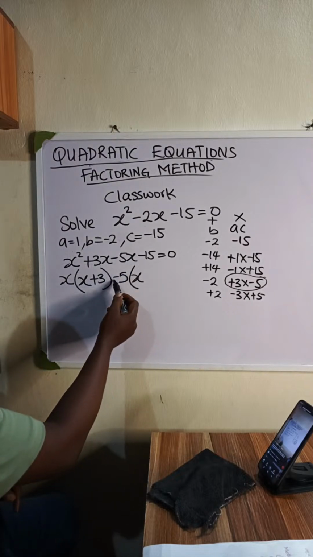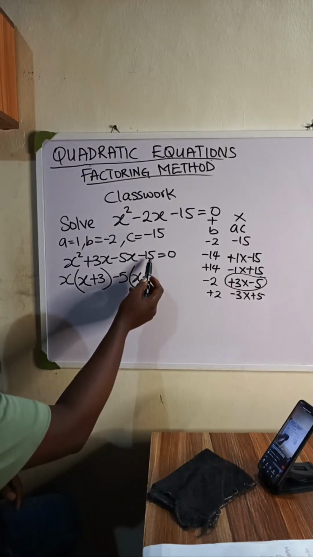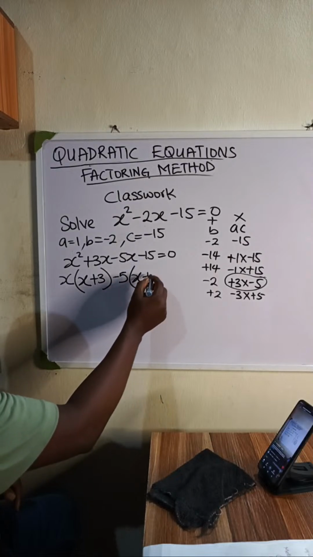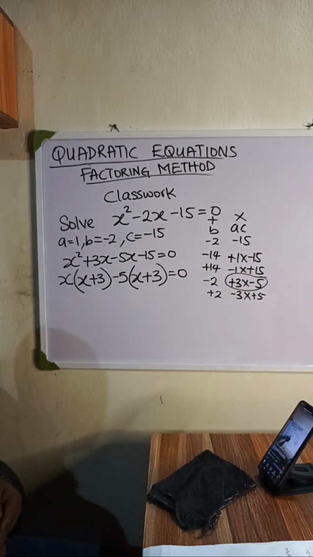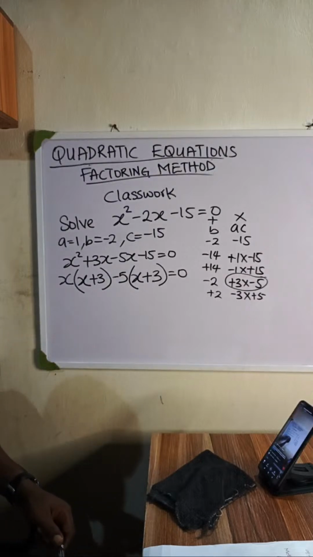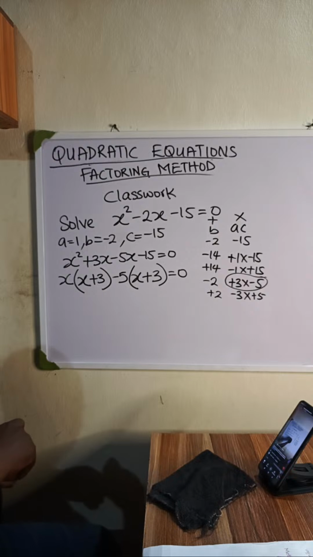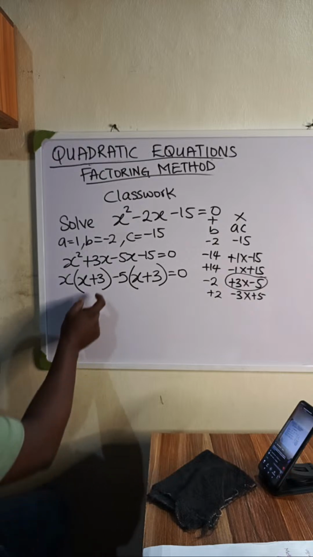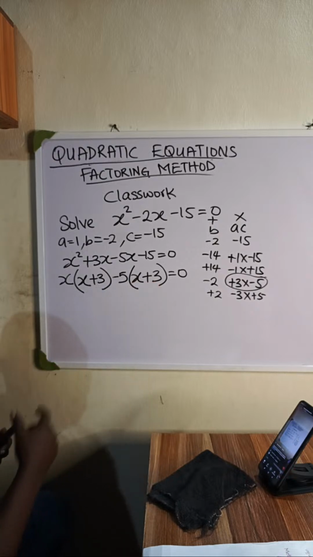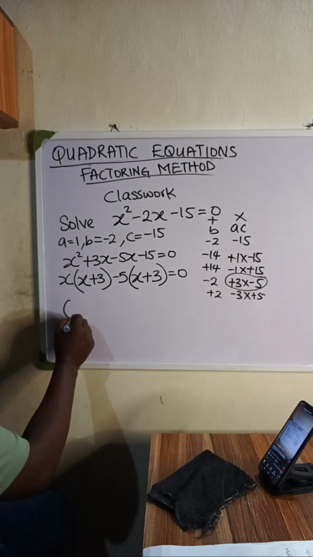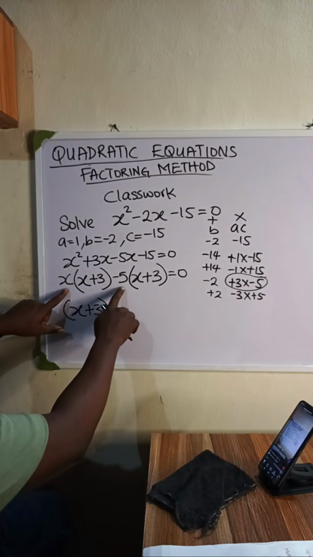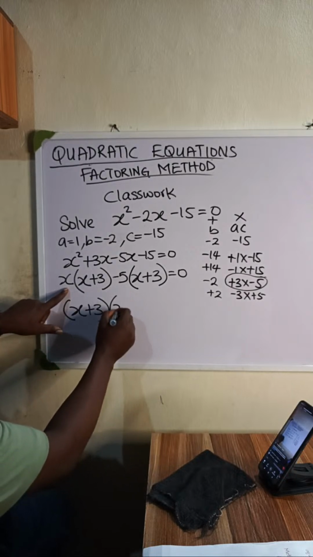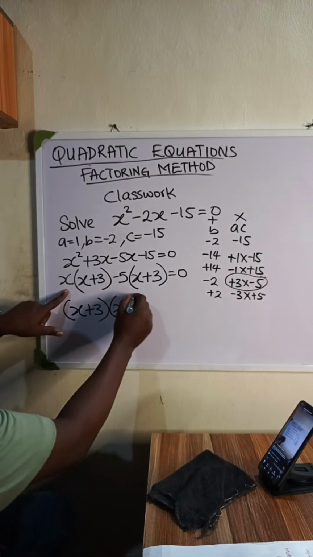Minus divided by minus will give us plus. 15 divided by 5 will give us 3. It's equal to 0. Okay. So next, the values inside the bracket, since they are the same, you open one bracket, and then the two values outside the bracket, you put them in one bracket. It's equal to 0.